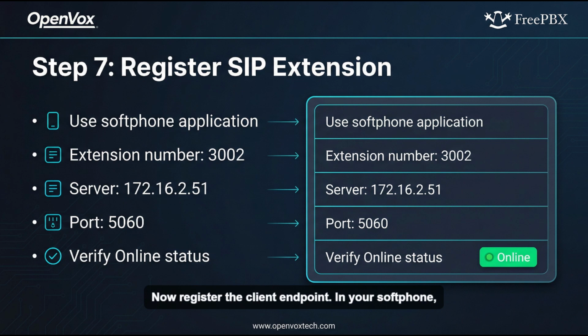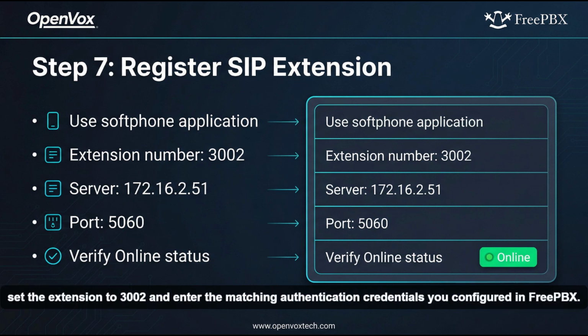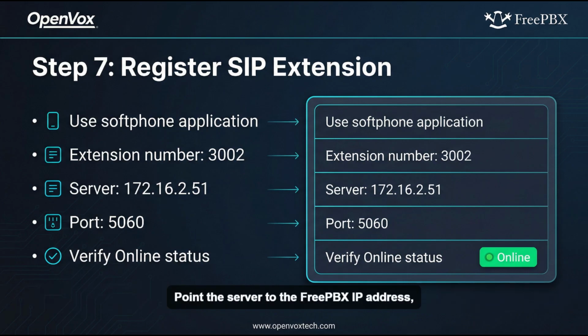Now register the client endpoint. In your soft phone, set the extension to 3002 and enter the matching authentication credentials you configured in FreePBX. Point the server to the FreePBX IP address using port 5060 as shown. Once the account is saved, confirm the extension shows as online or registered. Without a registered endpoint, you won't be able to validate routing or media in a controlled way.